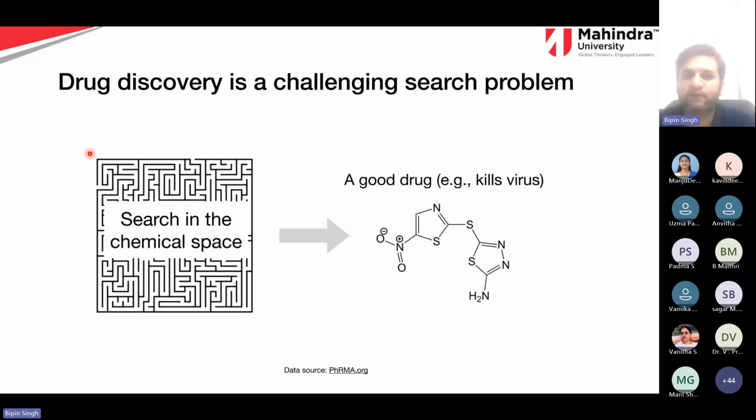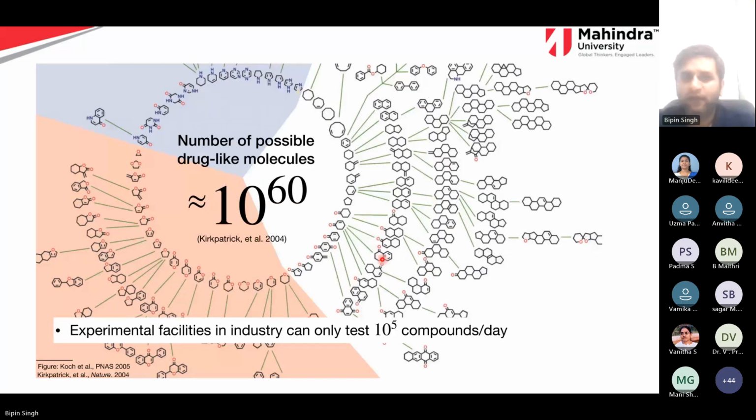So we have to find out, among the millions of such molecules in our databases, how we can screen them very quickly and find my magic bullet, which can kill my target, which could be a bacteria or a virus. In principle, we have multiple databases, like DrugBank, ChEMBL, and ZINC, which contain a lot of chemical molecules, but experimentally it's not feasible to test all these molecules in the lab.